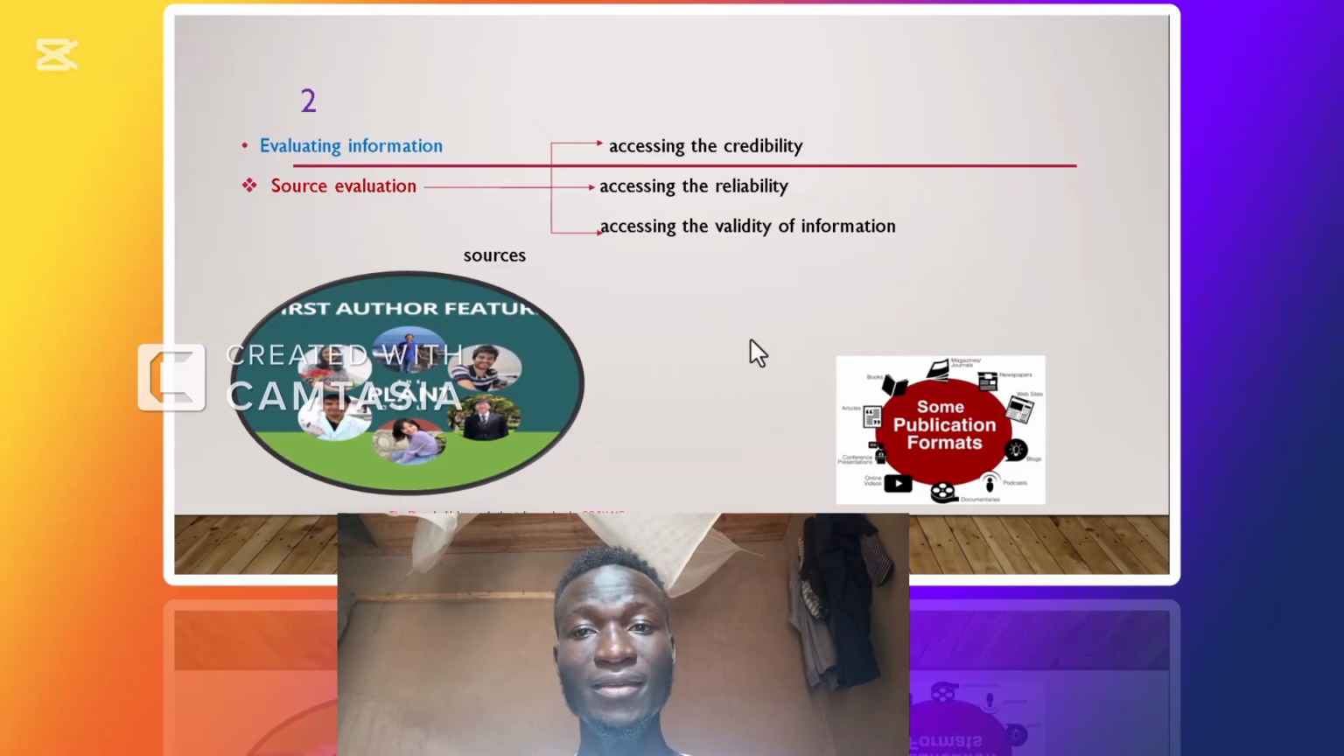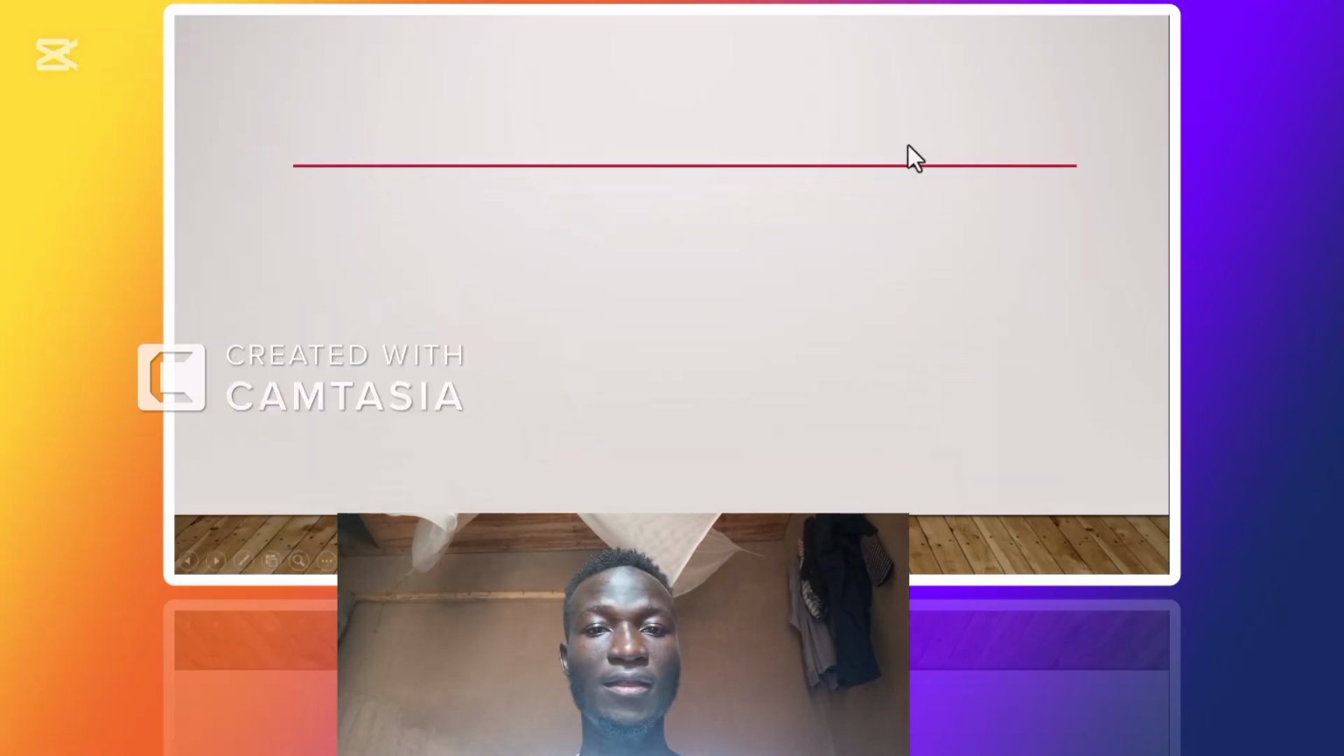So in case of any publication, you just go online, and then you look for where the published works are. So you must use the correct publications.